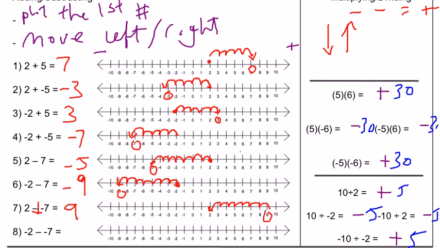And lastly, we're going to start at negative 2, but because it's minus a negative 7, that becomes plus 7, so we're going to move to the right. 1, 2, 3, 4, 5, 6, 7, to end at an answer of 5. So that is how you add and subtract integers.